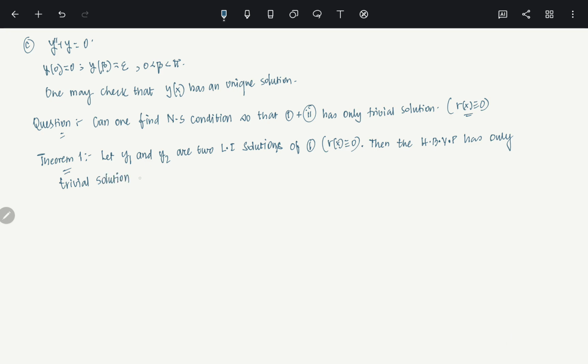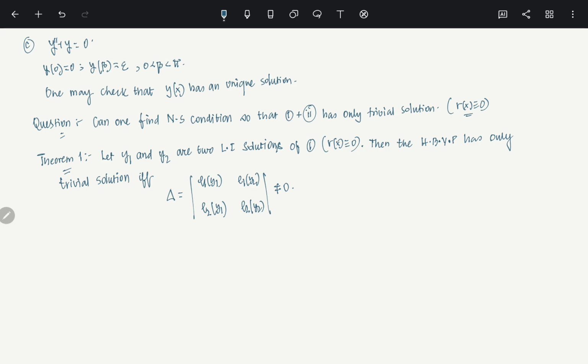If and only if, what is the condition? The condition is, I will write it as delta, the requirement which I am going to use: the determinant with entries L1 of y1, L1 of y2, L2 of y1, L2 of y2. This will be non-zero. So basically we know what y1 and y2 are. Let's say y1 and y2 are given.